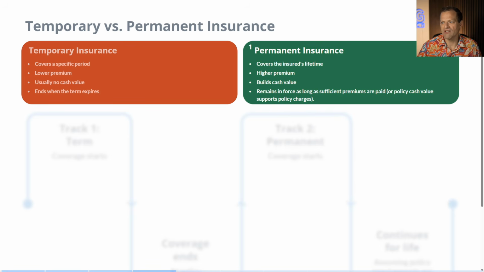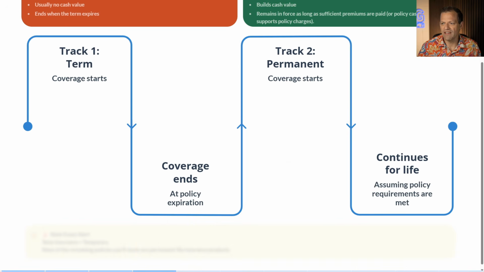whereas permanent insurance covers the insured's lifetime. So you can't outlive it as long as you keep up with the premium requirements. Typically, because there's that guarantee it'll be there when you die, it's a higher premium. It also builds cash value and remains in force as long as sufficient premiums are paid or policy cash value supports policy charges, okay? So this is kind of what it looks like. Track 2 is coverage starts and it ends at the expiration. That's term. Permanent is coverage starts and then it continues for the life of the client, as long as policy requirements are met.